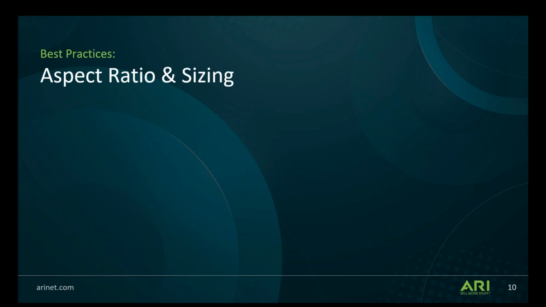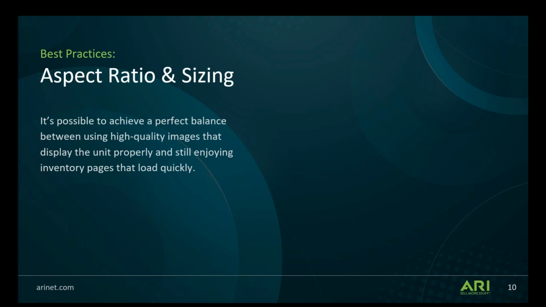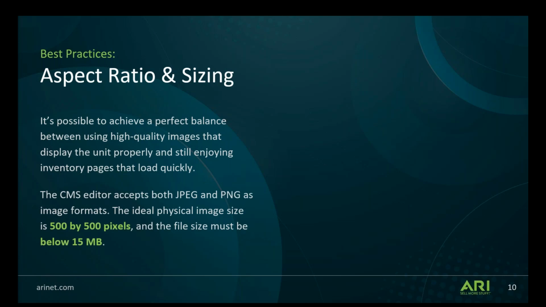Aspect ratio and sizing. Yes, there is an optimal aspect ratio and size for listing these units on the site. It's possible to get the absolute perfect scenario, or your site taking forever to load because your images are huge, or being too small so that you can't see anything. So the CMS editor accepts both JPEG and PNG, which are the two most used image formats everywhere. The ideal size for your images is 500 by 500 pixels, and the file size must be below 15 megabytes.